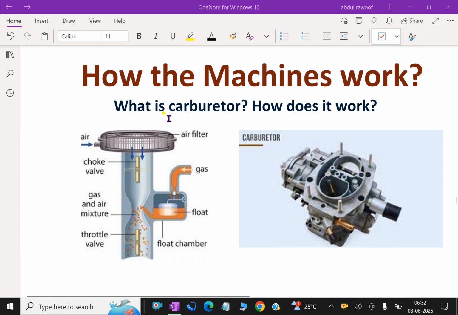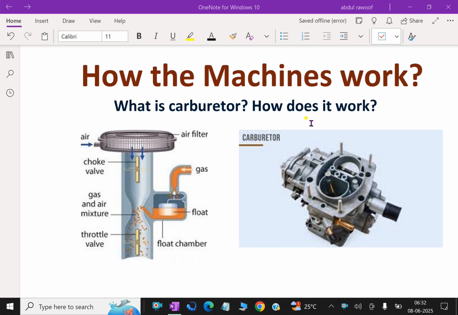In that, we'll discuss what a carburetor is and how it works. A carburetor is an essential mechanism responsible for the engine combustion process. The function of a carburetor is to pass the air and fuel mixture to create pressure inside the engine.